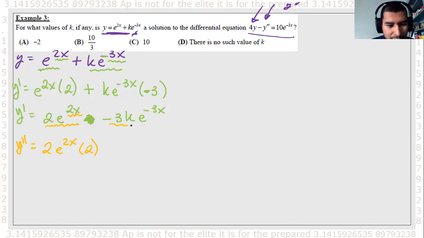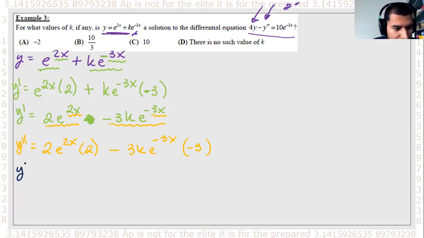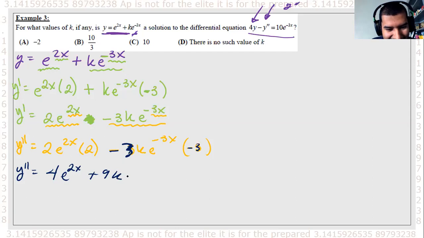I do the same thing. This is an exponential, so minus 3ke^(-3x), and the derivative of the exponent, because the chain rule says, is negative 3. So y double prime is equal to 4e^(2x), negative 3 times negative 3, it's going to be plus 9ke^(-3x). So far, so good.